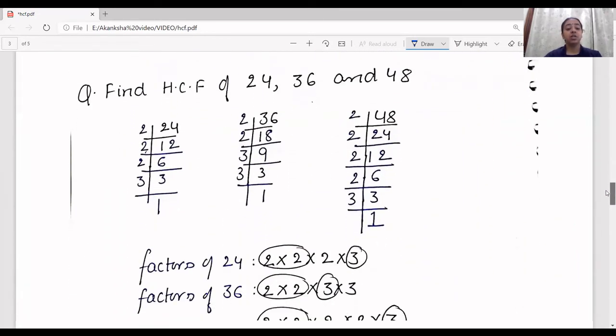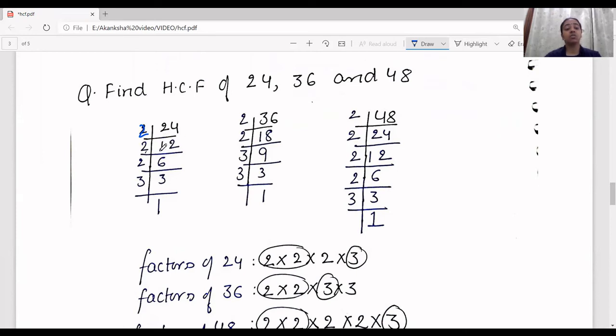There's one more question that we have solved here for your efficiency and for your ease. Let's see, 24, 36, and 48. Now 24, is it divisible by 2? Yes, it is divisible by 2. Then we've written 2 here. 2 1s are 2, 2 2s are 4, so 12.